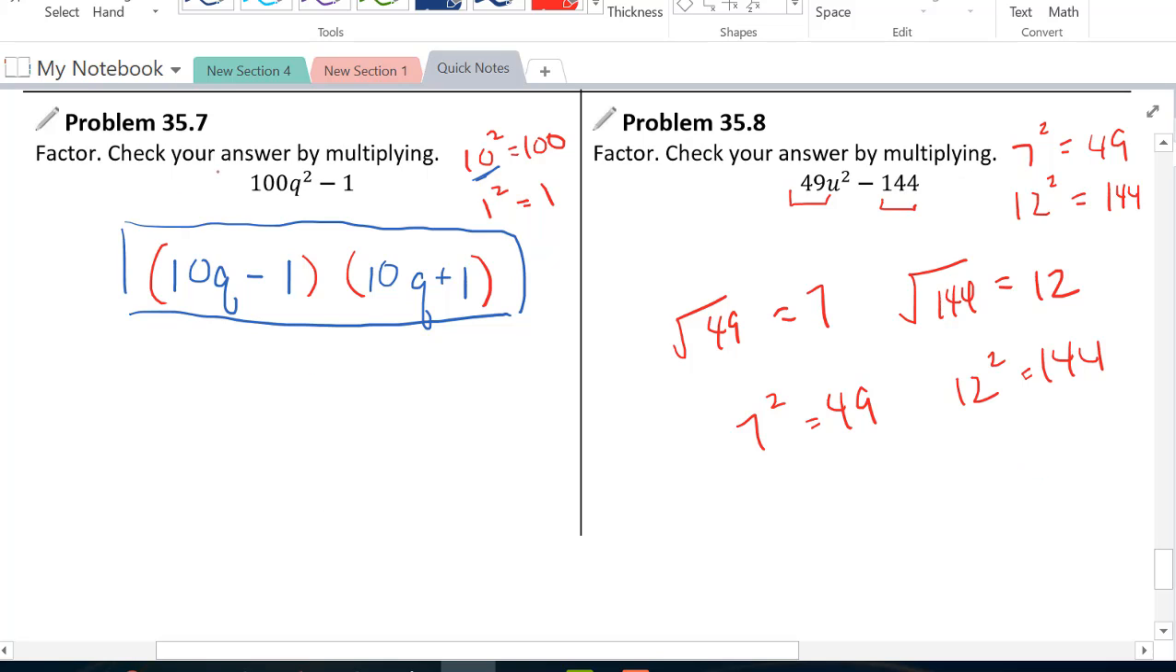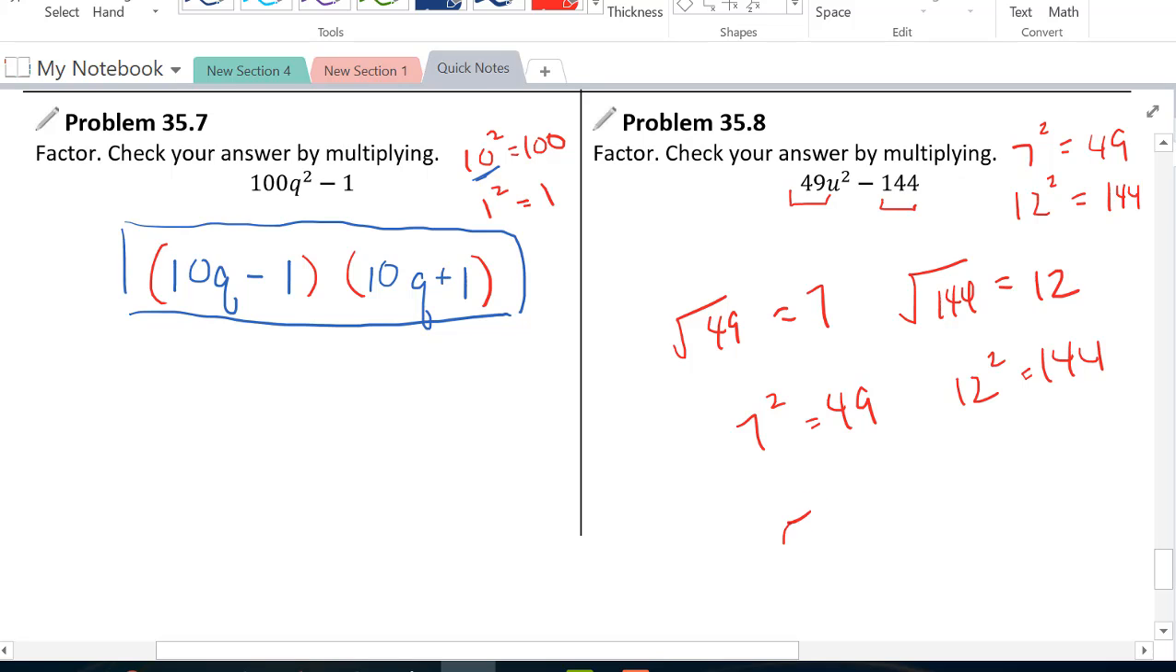Same thing with the 100. If you didn't know the square root of 100 was 10, or if you didn't know if it was a perfect square, you do the square root of 100 on your calculator, and you're going to get 10. So that's another way to find out whether the number is a perfect square or not.